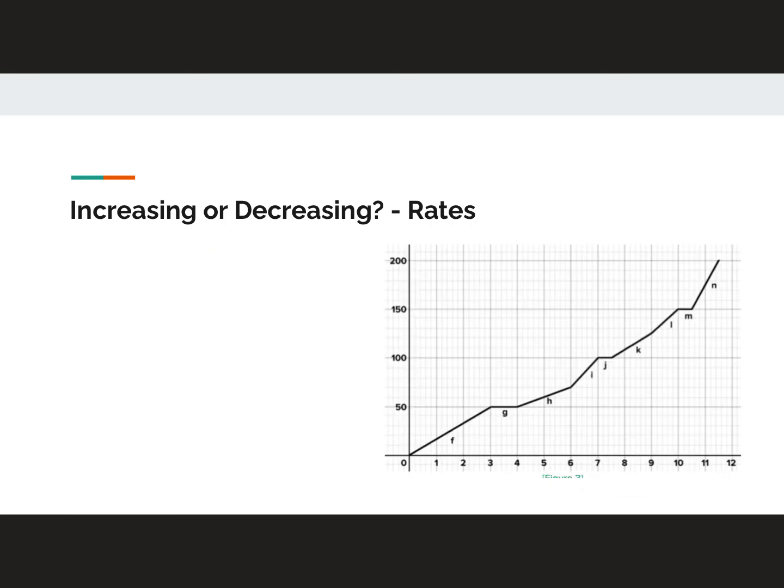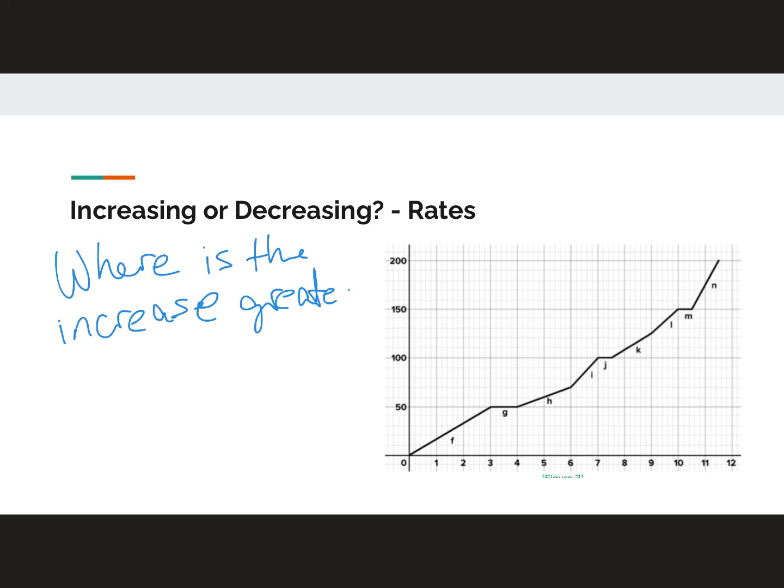So now let's talk about the rate of increase. Of course, this graph is constantly either increasing or constant. So if I trace this graph, I see it's increasing, constant, increasing, increasing, constant. Remember, these flat sections are constant. Increasing, increasing, constant, increasing. So now we're talking about the rate of increase. Where does it increase the most? So where does it increase the most quickly? Where is the increase greatest? Where is it changing the most?